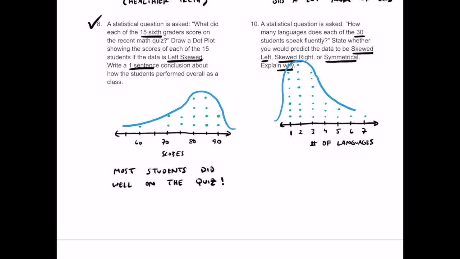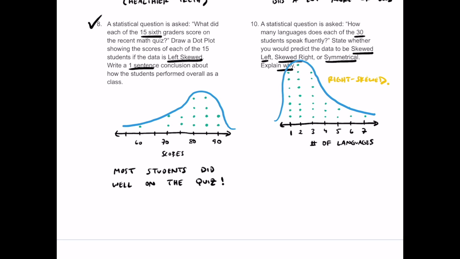Like I personally speak 2. I can speak Mandarin and English and maybe a little bit of Spanish, but I wouldn't say I'm fluent in it, right? So I would say most people probably speak 1 or 2, and then less and less as you go more. So what's this shape called? Well, we should go ahead and call this one, most of the data is on the left, so we should call this right skewed. This is right skewed data.